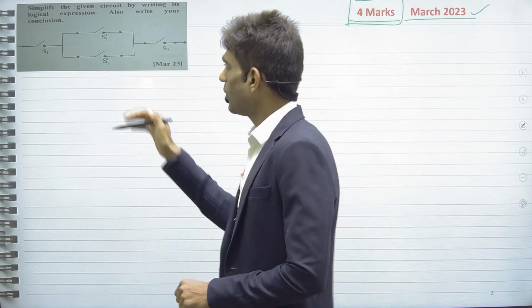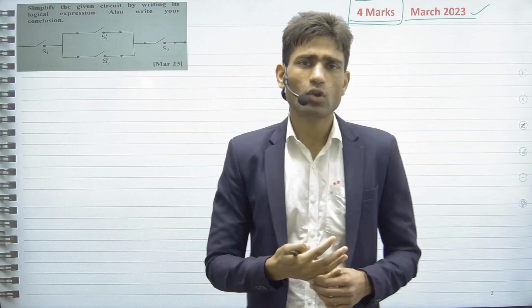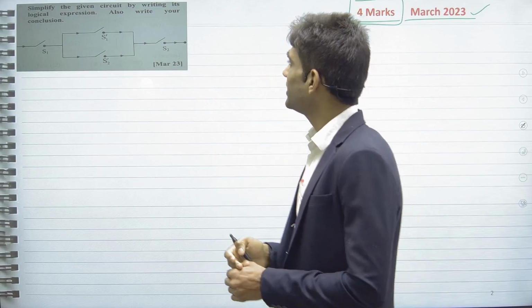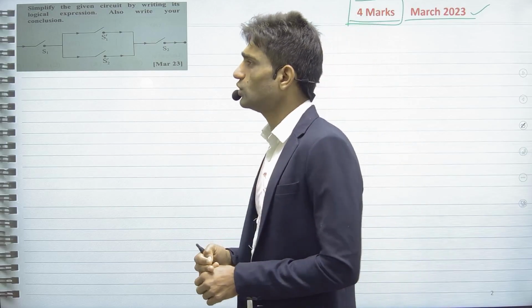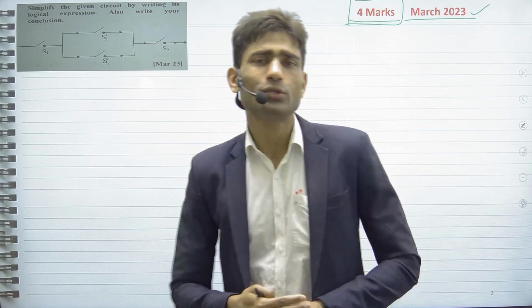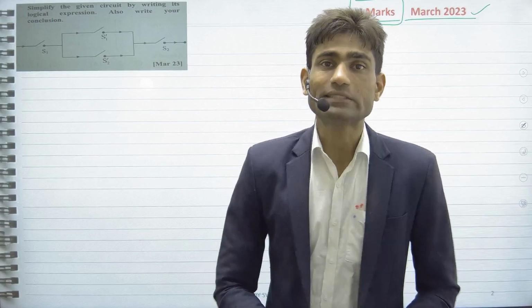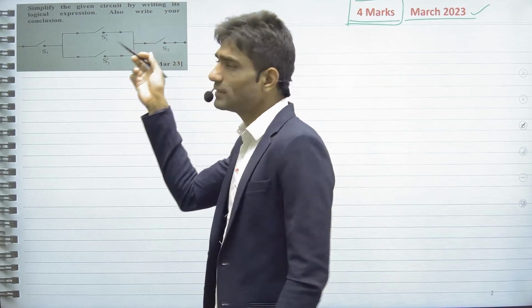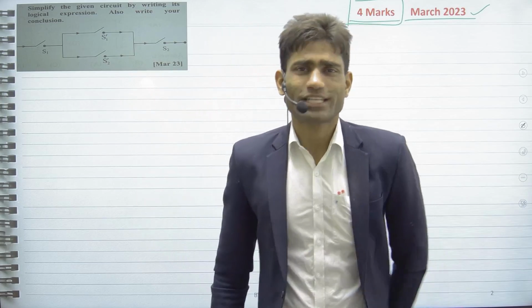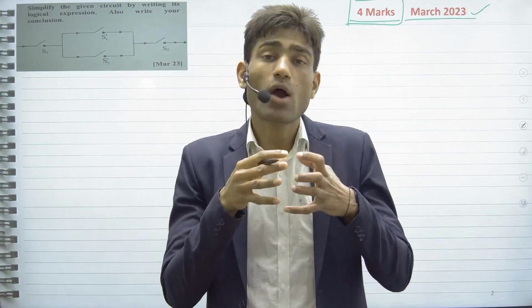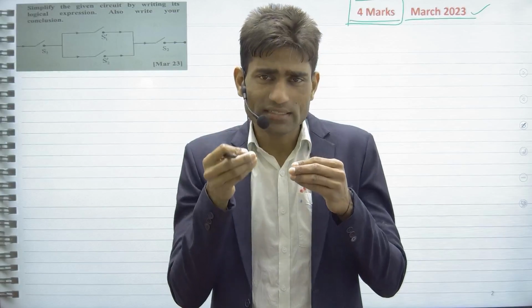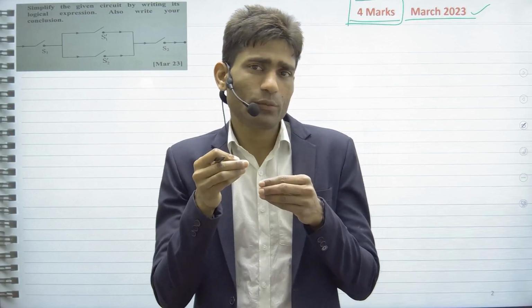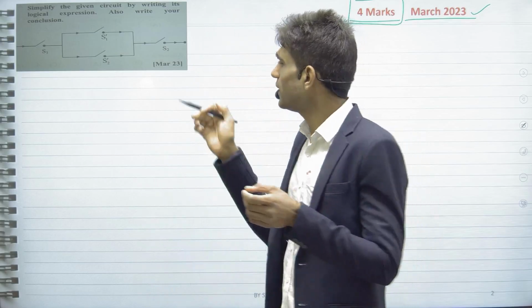So first of all, we have to write the logical expression from this circuit and also write the conclusion. At the end we have to define the conclusion from our circuit. So first of all, by using the logical circuit, define the logical expression. That means we have to convert our logical circuit in the form of a logical expression, whether the current flows in the lamp or not.